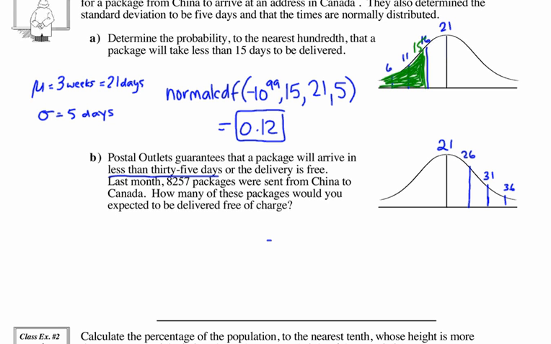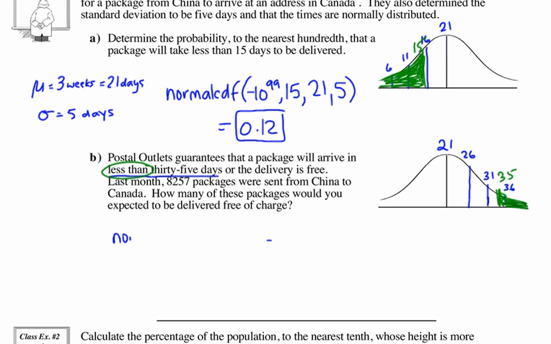And they're saying that they guarantee it will arrive within 35 days. They'll arrive in less than 35 days. So if it's on the 35th day, you get your money back. So in order to find out how many, we want the probability that it was more than 35. Okay, so let's find this out.